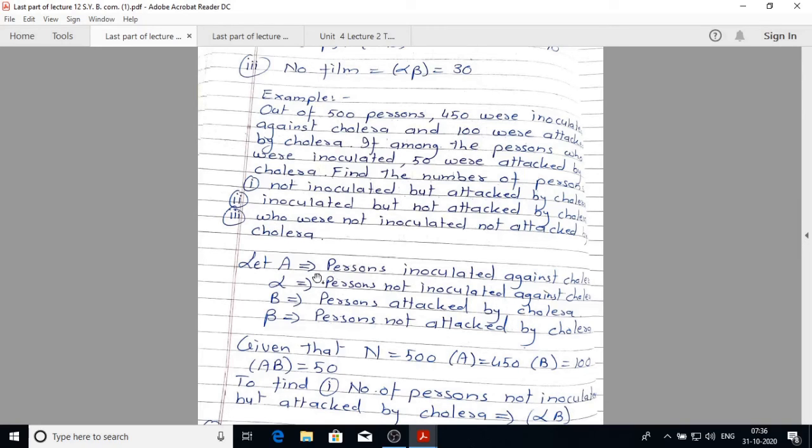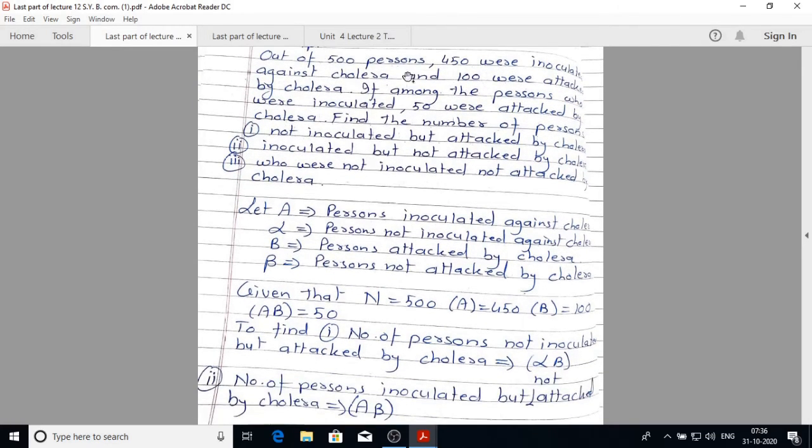So let us define the attributes as A, persons inoculated against cholera. Alpha, persons not inoculated against cholera. B, persons attacked by cholera. Beta, persons not attacked by cholera. So from the problem statement we can recognize the values of n is equal to 500. Frequency of class A is equal to 450. Frequency of class B is equal to 100. And frequency of class AB is equal to 50.